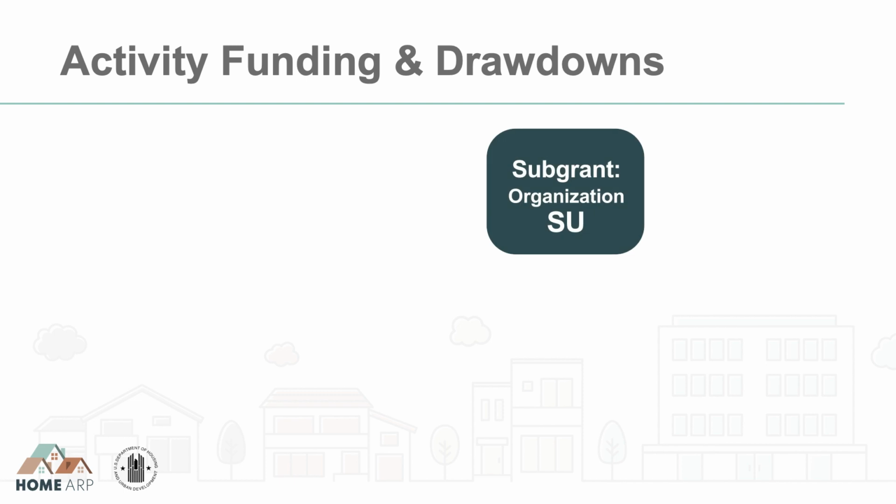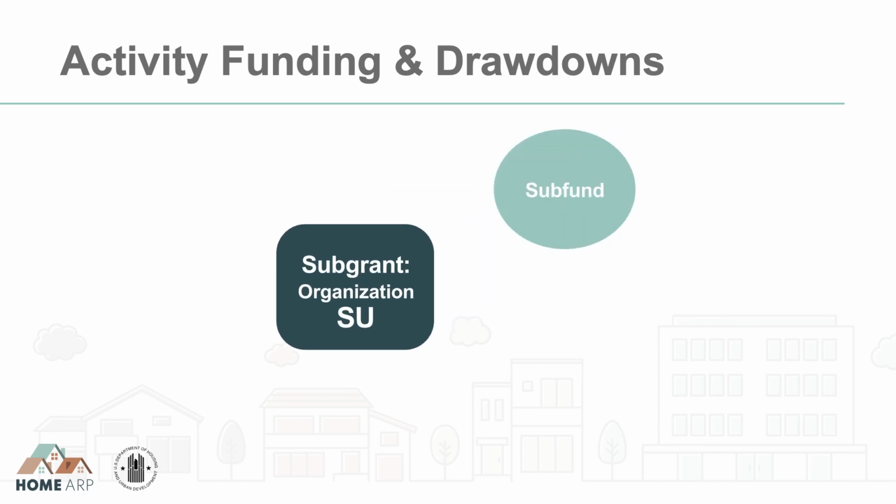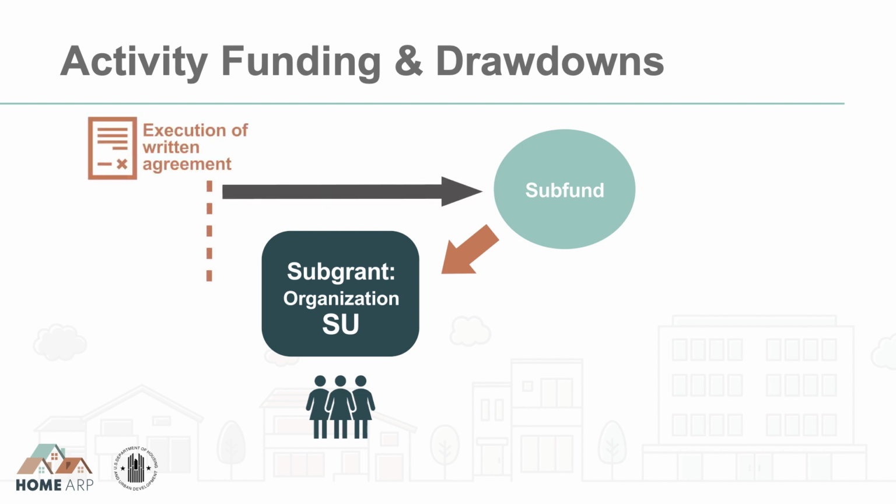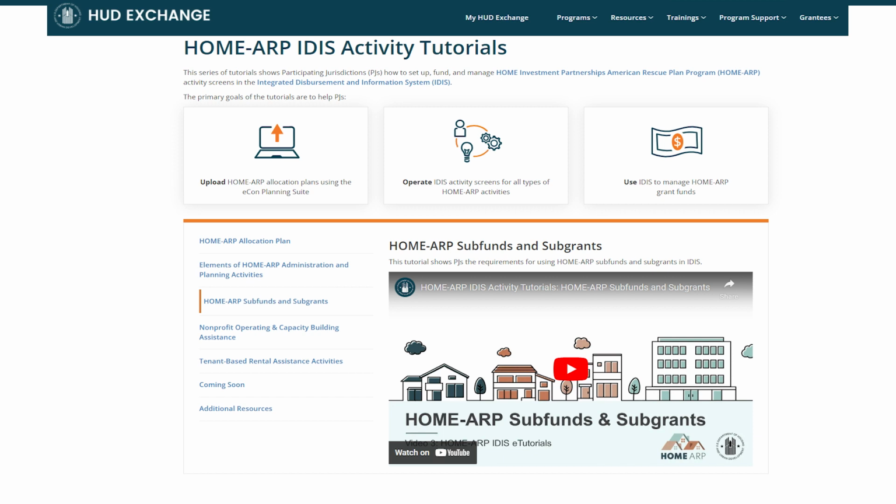To fund a supportive services activity with SU funds, the PJ must first create an SU subfund for its HOME-ARP grant and then create an SU subgrant for that subrecipient or contractor. The PJ should only set up the SU subfund and subgrant in IDIS once a written agreement between the PJ and the subrecipient or contractor has been executed. Additional details on how to set up subfunds and subgrants can be found in the HOME-ARP IDIS e-tutorial Subfunds and Subgrants on HUD Exchange.